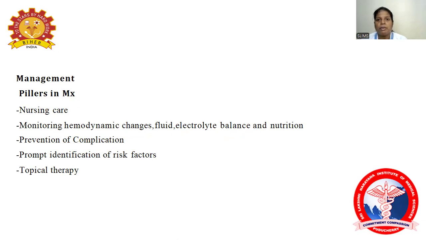prevention of complications, prompt identification of the risk factors, and topical therapy. For that, we should put a pulse, temperature, and BP chart along with input-output.